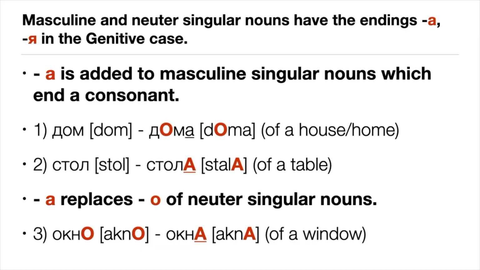Now let's see what endings nouns have in the genitive case. Masculine and neuter singular nouns have the endings а or я in the genitive case. А is added to masculine singular nouns which end in a consonant. For example, number 1, дом. It's in the nominative case. Дома is in the genitive case. Number 2, стол. Nominative case. Стола. Genitive case. The ending а also replaces о of neuter singular nouns. For example, number 3, окно, the nominative case. Окна, the genitive case.